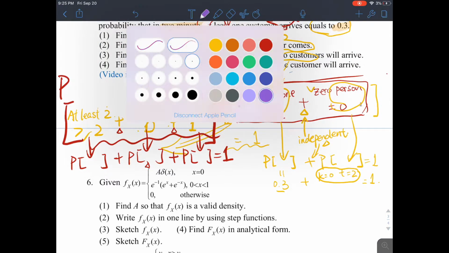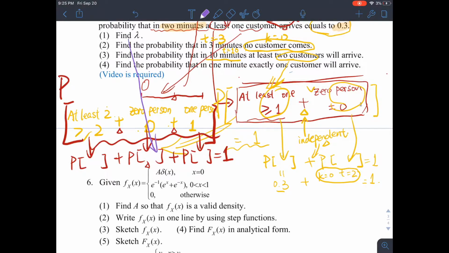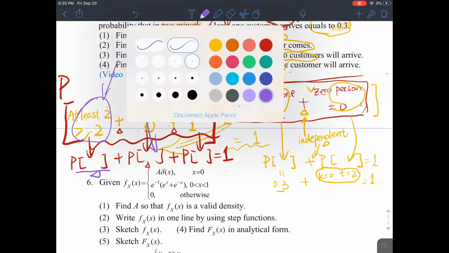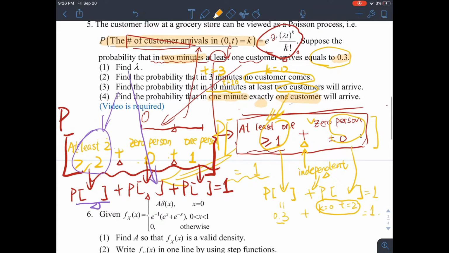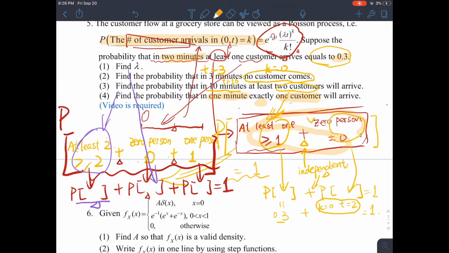I use another color. Then we can get this value. This is what the question asks us to do. And the last question seems simpler. We just need to use t equals 1 and exactly 1 customer, k equals 1. That's it. It's basically tricky to use this first function here. Then we can derive everything from this equation because they are independent, and the probability of these independent events becomes 1. Then we can get everything.